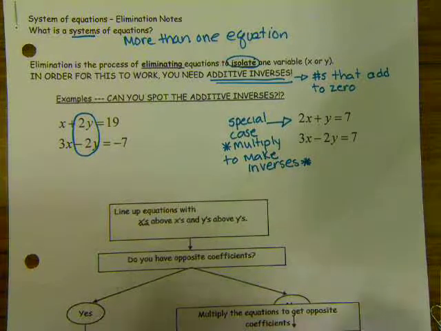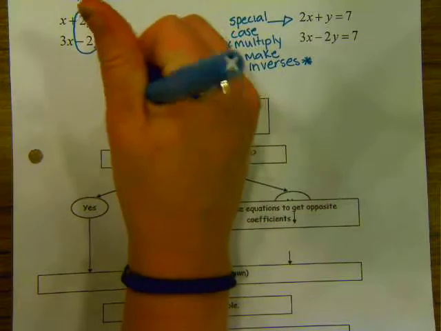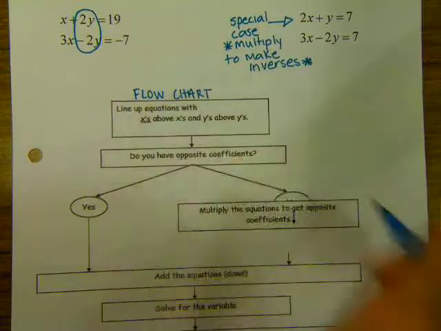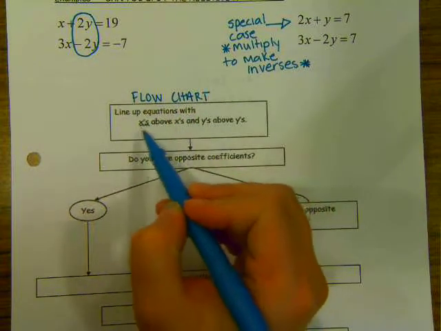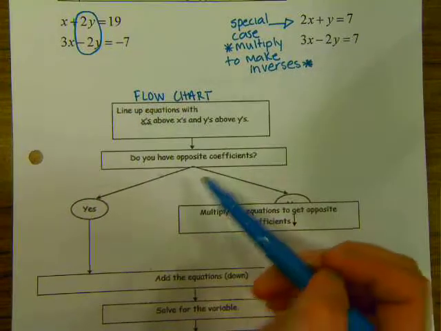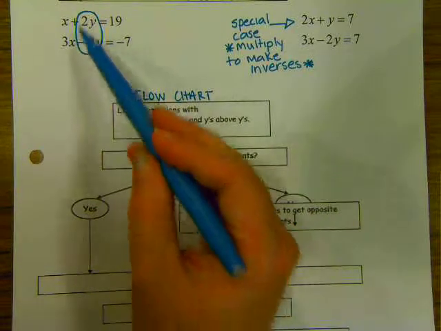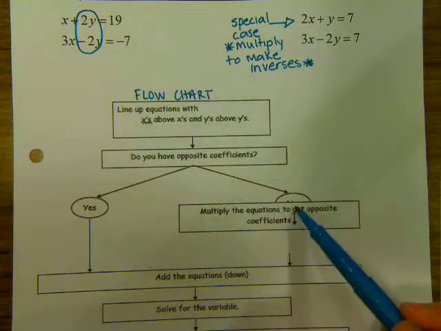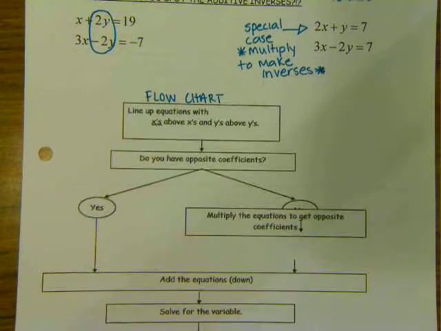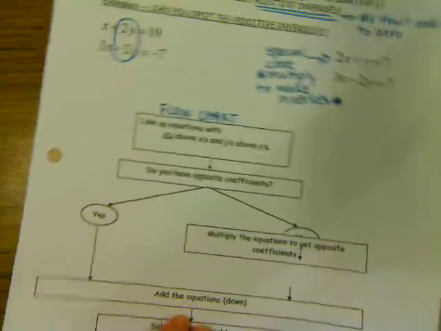So I gave you here the steps in a little flow chart. We're going to follow these steps, guys. Basically, you want to make sure you line up the equations: x's above x's, y's above y's, just like you saw up there. Then if you have opposite coefficients, if you say yes, you just add the two equations together. If you say no, then you have to multiply the equations. This is always your go-to chart if you need. So let's turn the page and start solving, because I think once you see a couple, you'll remember it.